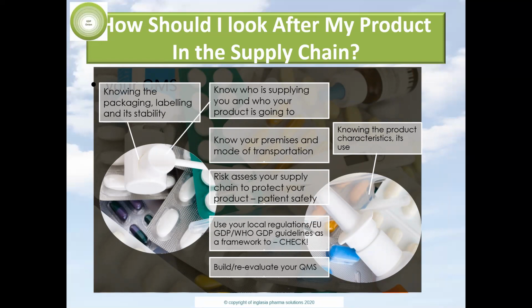Understand the premises in which you're storing your product. Is it fit for purpose? Risk assess your supply chain and your storage facility against the EU GDP guidelines or even the World Health Organization's GDP guidelines. Do your gap assessment. Focus on the areas of great concern. Do your risk assessments and see where areas need to be improved. And continually reevaluate the processes that you have in place using your QMS system and make continual improvements.